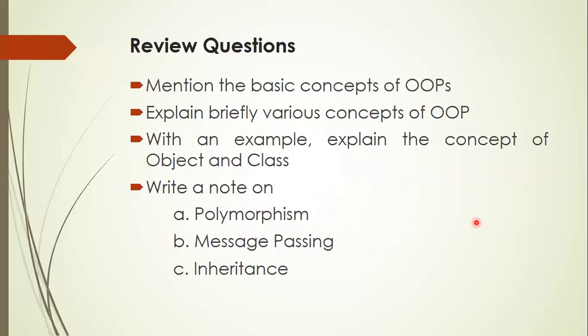With an example, explain the concept of objects and class. Objects are nothing but runtime entities. Bear in mind, objects are runtime entities; classes are not runtime entities. In order to create an object, first you have to create the class. Right? Then write short notes on polymorphism, message passing, inheritance.